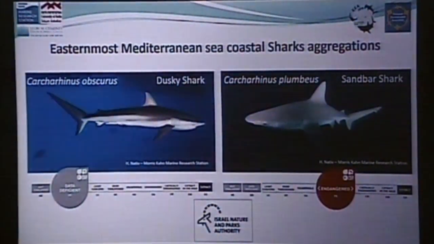Those large aggregations might be due to the fact that in Israel, sharks and rays are protected under the wildlife protection law, which means that they are not fished in Israel, and you're not allowed to trade with them. Adding to the fact that they are not kosher to eat, so this obviously helps them too.